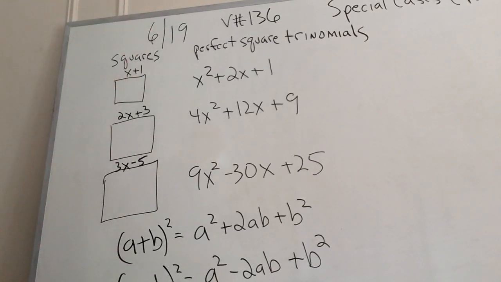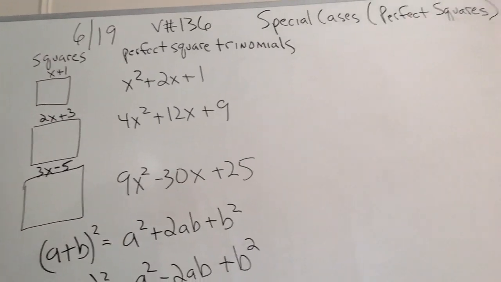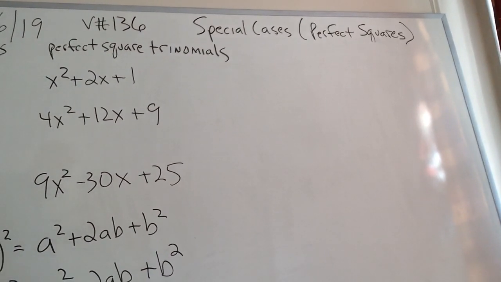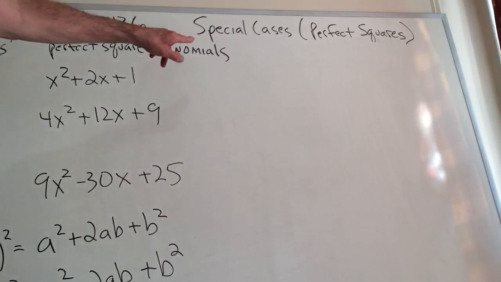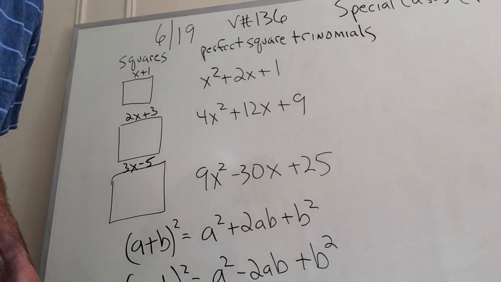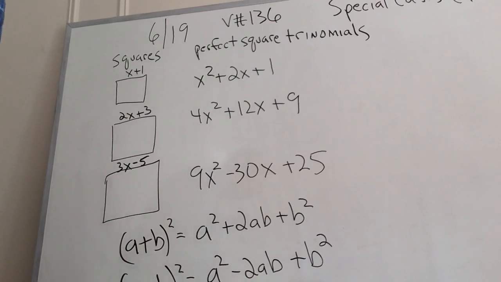Today is 6/19. This is video 136. And the topic is what they call in the Regents books special cases, as you can see over here. But what they really mean is how do you handle perfect squares in this math? That is, how do you factor perfect squares? Now, the truth is, the real truth is that we've done this before.